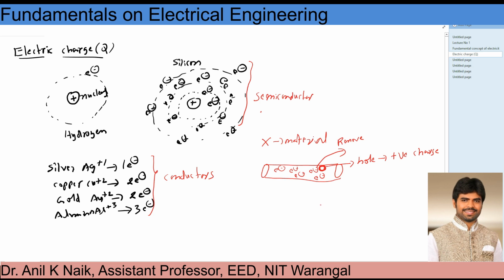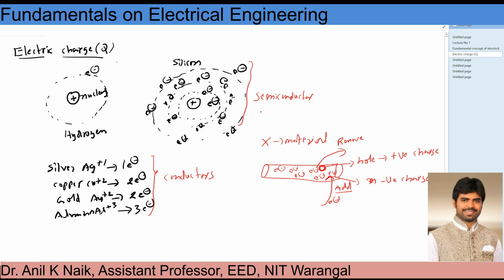Suppose you are adding electrons to this substance, then these added electrons are called the negative charge. So this is the concept of what is positive charge and what is negative charge on this particular substance or element.